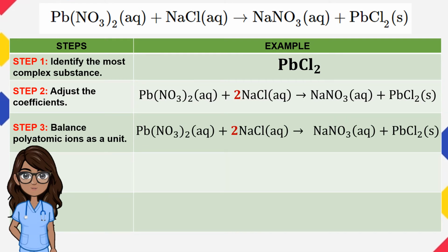Step 3 is to balance polyatomic ions as a unit. Again, as a unit. The nitrate ions, or NO3, are still unbalanced. So we have to place a 2 in front of the NaNO3 to balance it. So let's check. 1 lead atom on both reactant and product sides, 2 sodium atoms on both sides, 2 chlorine atoms on both sides, and 2 nitrate ions on both reactant and product sides.